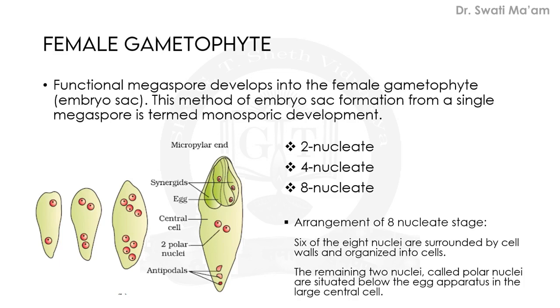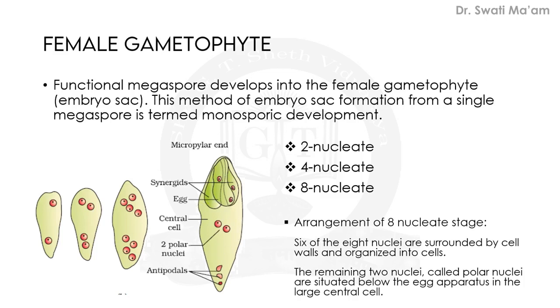Out of them, the 2 synergids are present, and in the central part, the egg cell is located. So first, the synergid cells, 2 synergid cells, and 1 egg cell here. In the centralmost part, it has the 2 polar nuclei.